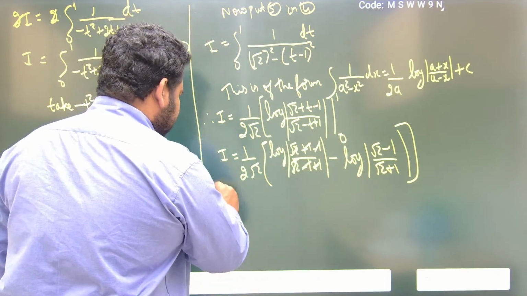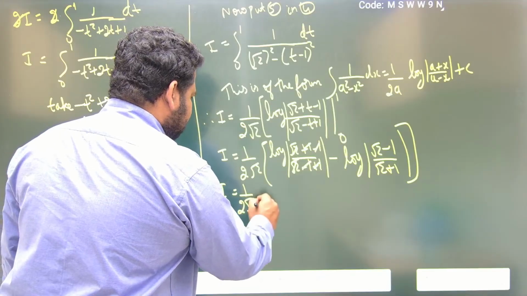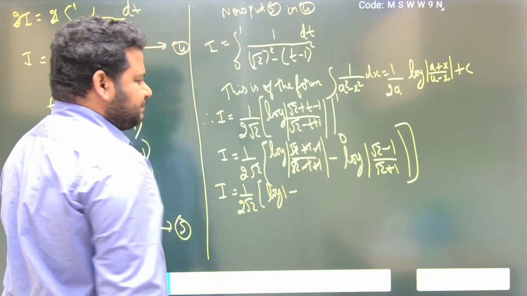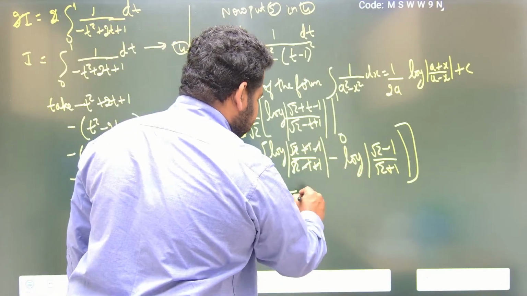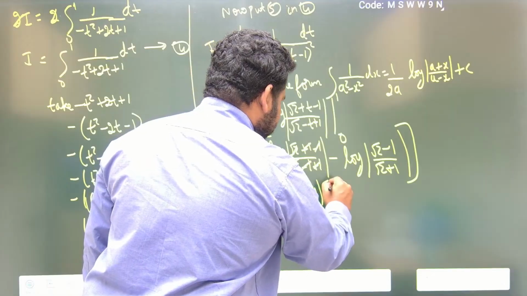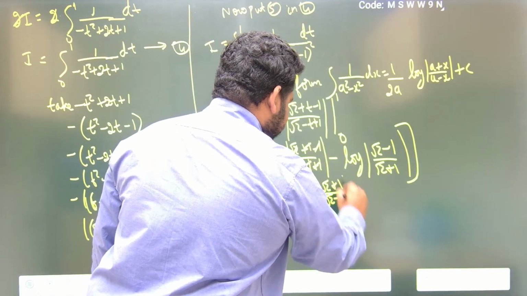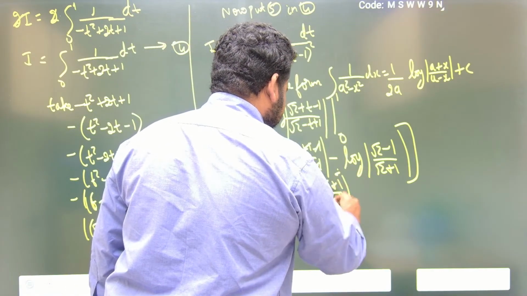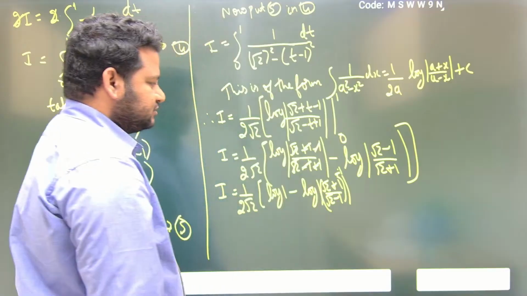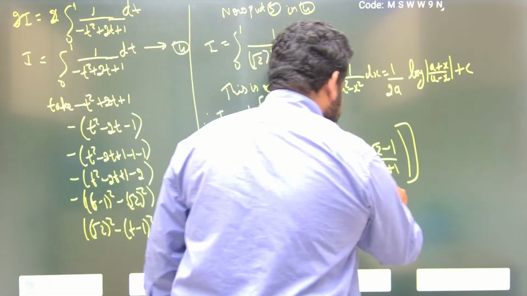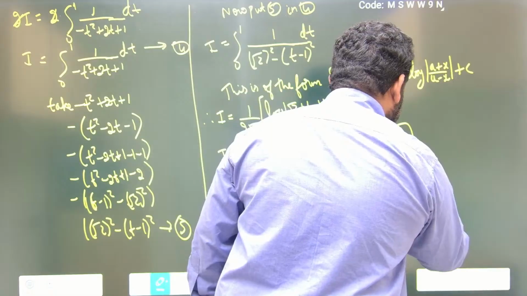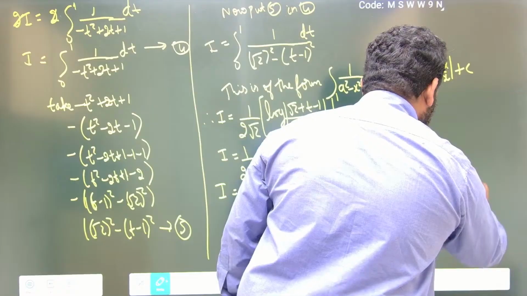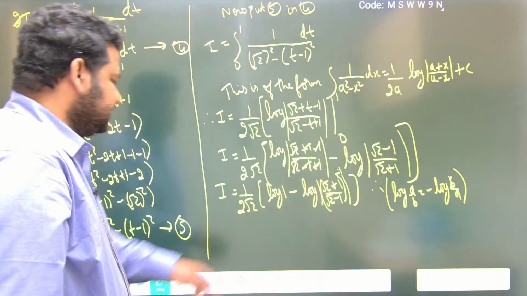I will have I is equal to 1 by 2 root 2 into log 1 minus, and if I want to eliminate this minus sign, I can take this as log of root 2 plus 1 divided by root 2 minus 1, the entire thing to the power of minus 1. Why? I can write the reason: log of a by b is equal to minus log of b by a.